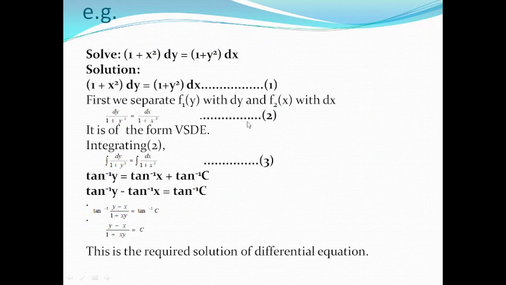Here we have taken 1 plus x square dy equal to 1 plus y square dx. First of all, we separate the function of x with respect to dx and the function of y with respect to dy, and then we integrate it. After integrating it, we add some constant of integration. Here we see that the tan inverse function is in x's, therefore we add tan inverse c, and after simplifying it we get the result, and we can see the result will be the relationship between x and y. So this is the required solution of the differential equation.